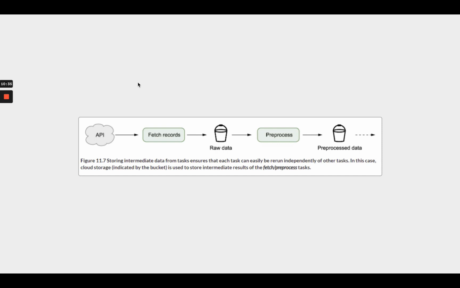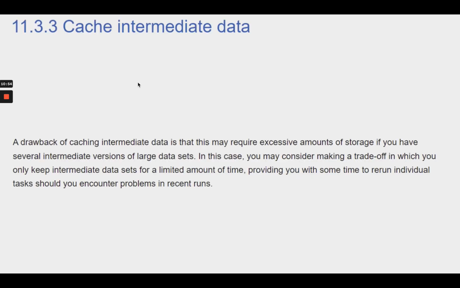However, to be able to rerun any steps in such a DAG efficiently, we need to make sure that the data required for those steps is readily available, figure 11.7. Otherwise, we wouldn't be able to rerun any individual step without also rerunning all its dependencies, which defeats part of the purpose of splitting our workflow into tasks in the first place.